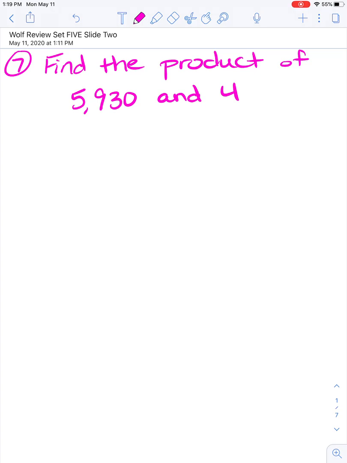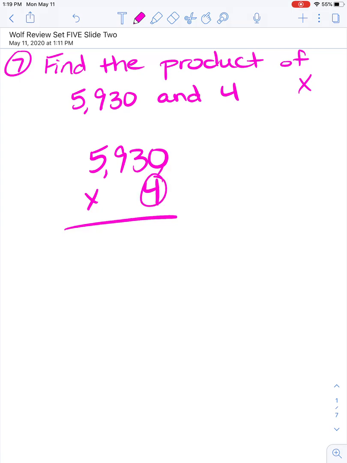Hi class. Okay, we're ready for book review set 5, slide 2. We're going to find the product of 5,930 and 4. Product means to multiply, so we're going to take 5,930 times 4. We're going to take our ones times our ones, then our ones times our tens, then our ones times our hundreds, and our ones times our thousands. So our ones times our ones, 0 times any number is 0.